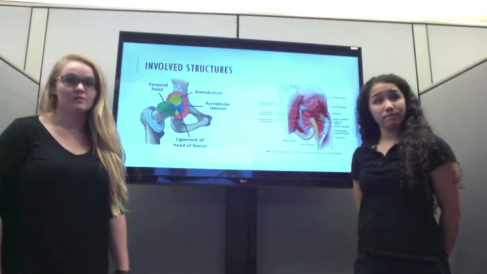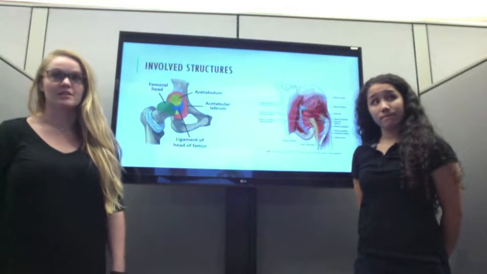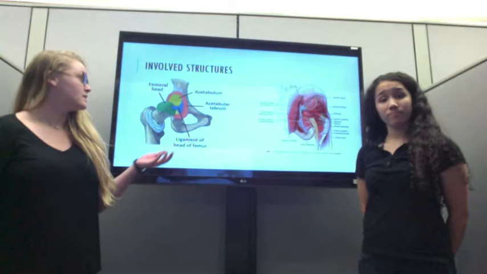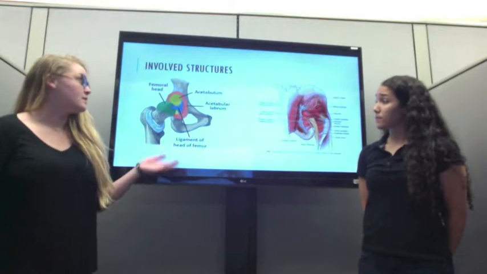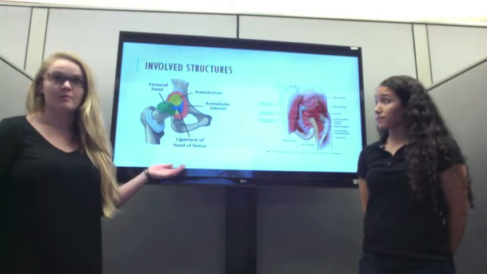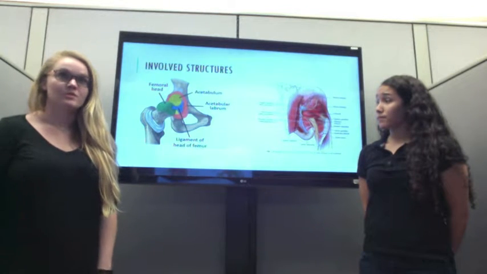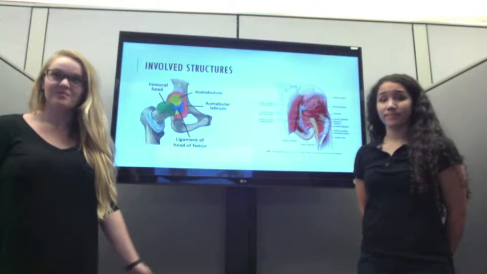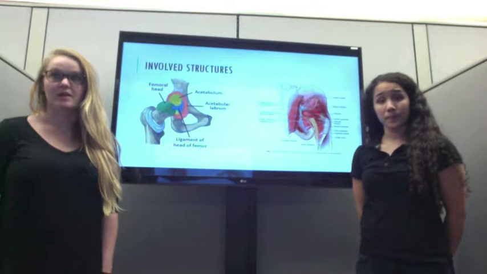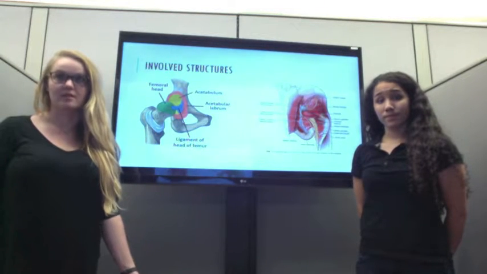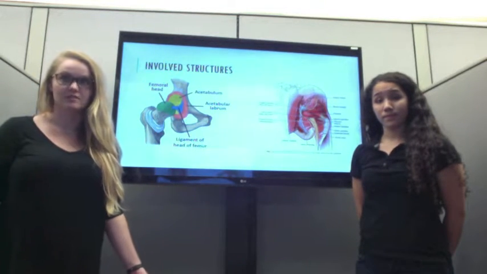These are some of the involved structures of the posterior dislocation. As you can see, the ligaments, the acetabulum, and the labrum, as well as some of the capsular tissue. And the sciatic nerve is also a main structure that's at risk in these posterior dislocations.